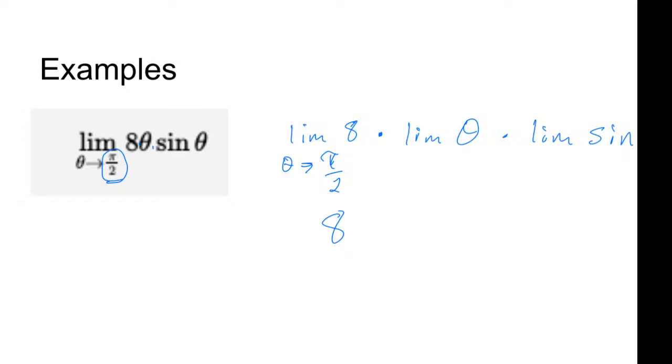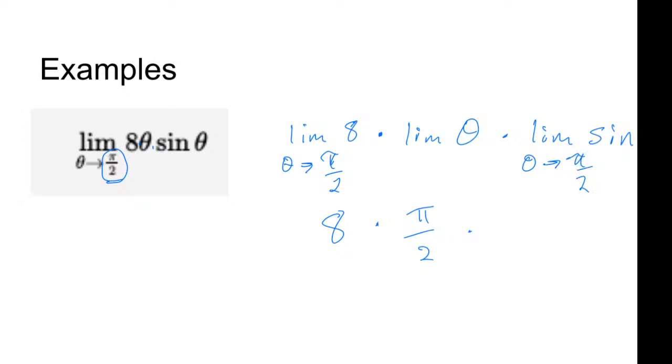What's the limit of theta as theta goes to pi over 2? Pi over 2, because theta is just like that function x, right? So we're going to multiply this by pi over 2. So far we would have 8 pi over 2, or 4 pi, right? But we're not done yet. We've got to look at what would be the limit of sine as theta goes to pi over 2.